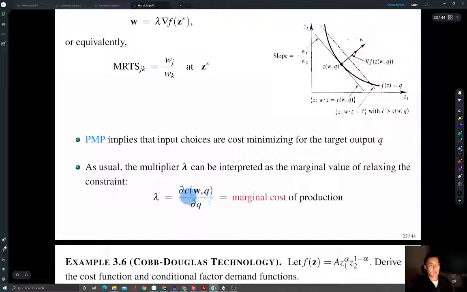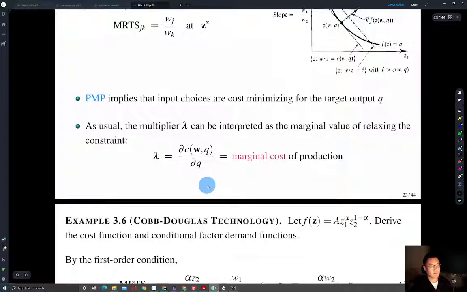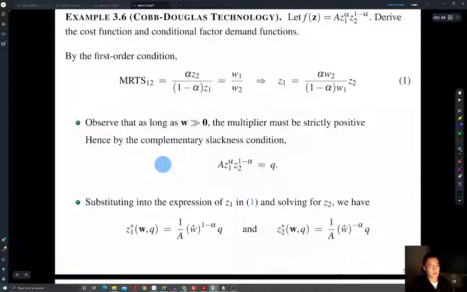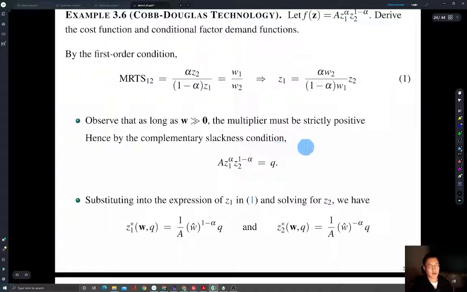Okay, and if we readjust the target quantity, reducing it by 1, how much cost can we save? Yeah, that is the marginal cost of production. So we have this Lagrangian multiplier. Here's one example to remind you of how to solve cost minimization problems.